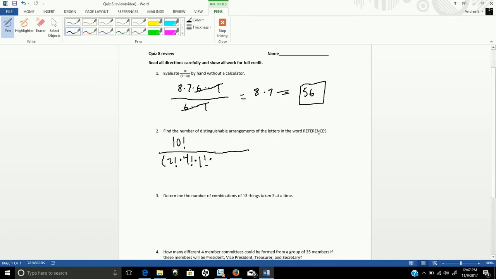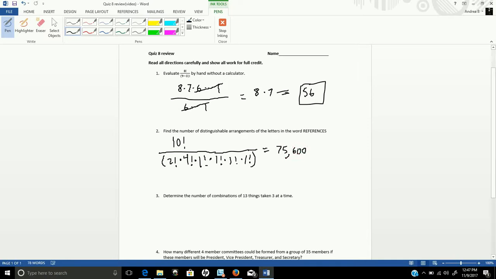So it looks like our next letter was an N. We only have 1 N as well. Times, and then the C, we have 1 of those. And then the S, we only have 1 of those. And then we group all of that together in the denominator. So then if you plug that into your calculator, do the 10 factorial divided by, and then parentheses that entire denominator. For an answer there, it looks like we should get 75,600.